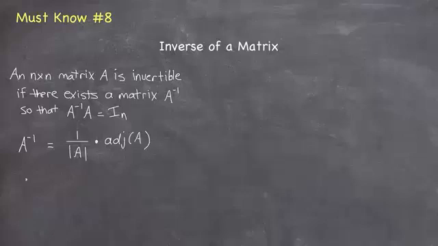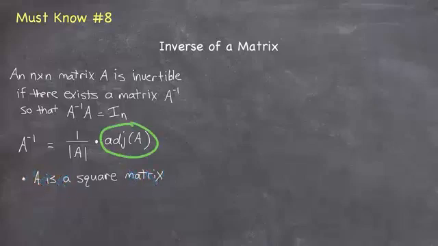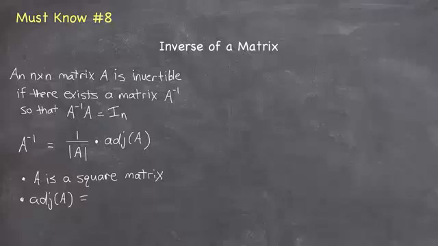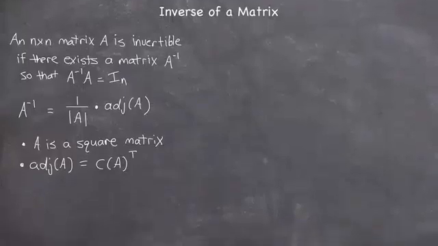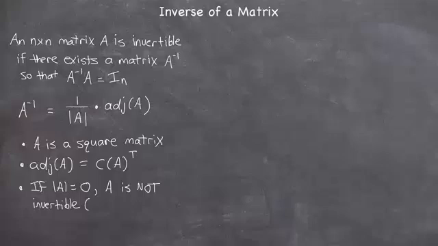And within this formula, there's a couple things to note. We know we can only calculate determinants for square matrices, so that means the only matrices that are invertible are square matrices. Also, the adjugate of matrix A is just equal to the transpose of the cofactor matrix of matrix A. And one other thing we should note is that if the determinant of the matrix was 0, we would have 1 over 0, which is undefined, which would mean that the matrix is not invertible. And we call that a singular matrix.